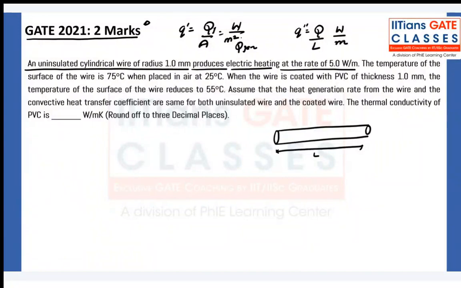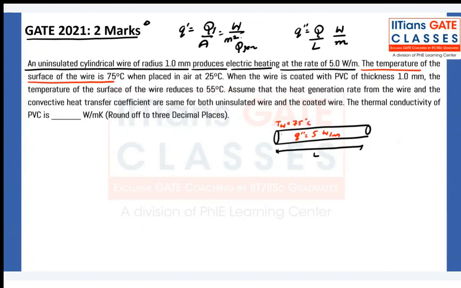So these terms you must be aware of. This is giving you Q per unit length, 5 watt per meter. Okay, Sean, is it clear? It's not capital Q, it is capital Q per unit length. Chalo. The temperature of the surface of the wire is 75. So here T wall or T surface is 75 degrees Celsius.